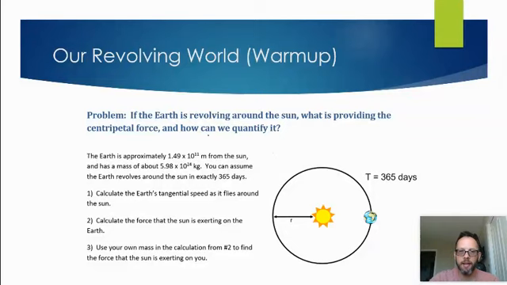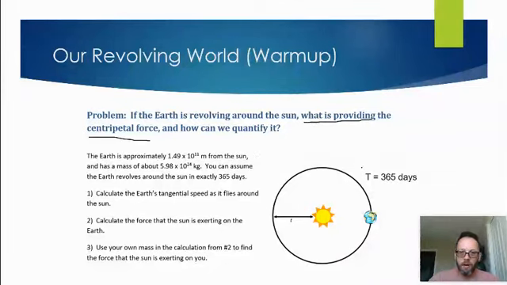Hopefully you all said, what's providing the centripetal force? Well, it's gravity. The sun is exerting a force on the Earth, and there is a reaction force: the Earth is exerting a force on the sun. But of course, the sun is so massive that the effects of that force are negligible, and we see the Earth revolving around the sun.